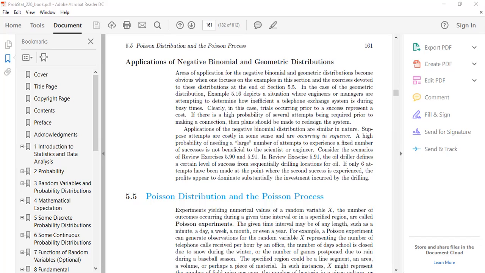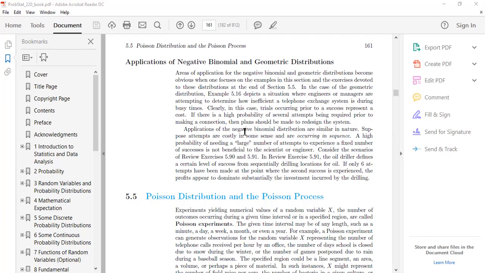And there are plenty of examples too. I would say an oil driller defines a certain level of success from subsequent drilling locations for oil. So the number of places they have to drill, and they are going to get some success after a number of attempts. If only 6 attempts have been made at the point where the second success is experienced, the profit appears to dominate substantially the investment incurred by the drilling. So there are some specific examples based on this.